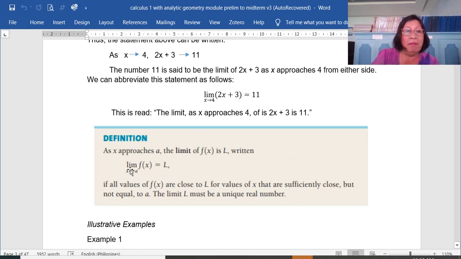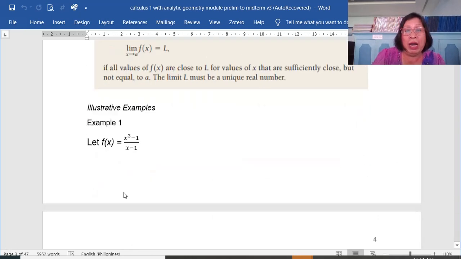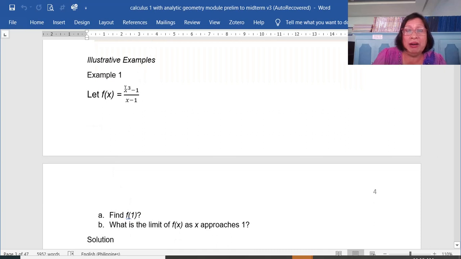So we have x approaches a as a limit, and written as the limit of f of x is equal to L, and x now approaches to a. If all values of f of x are closer to L, for values of x that are sufficiently close but not equal to a, the limit L must be an equal and real number. Okay, we'll have an illustrative example.